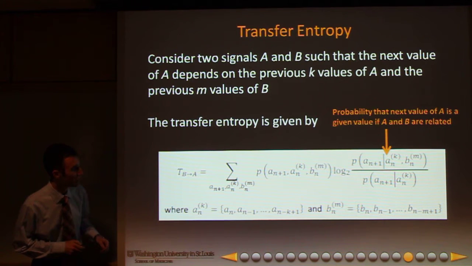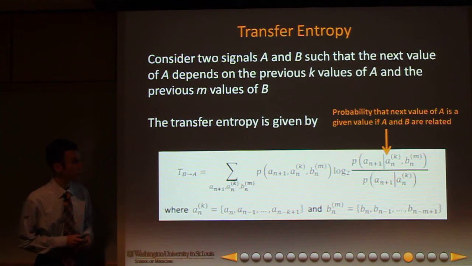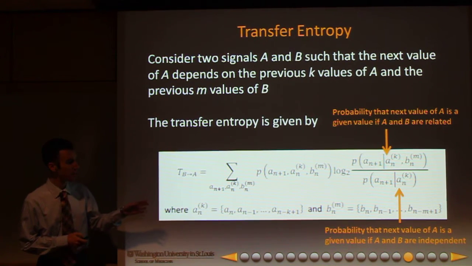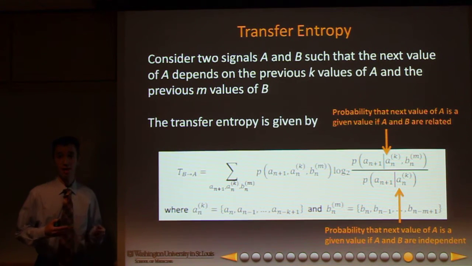But if we look in this equation, the numerator inside our log is the probability that the next value of A is a given value if our two signals are related. And the denominator is the same probability if A and B are not related, if they are independent.